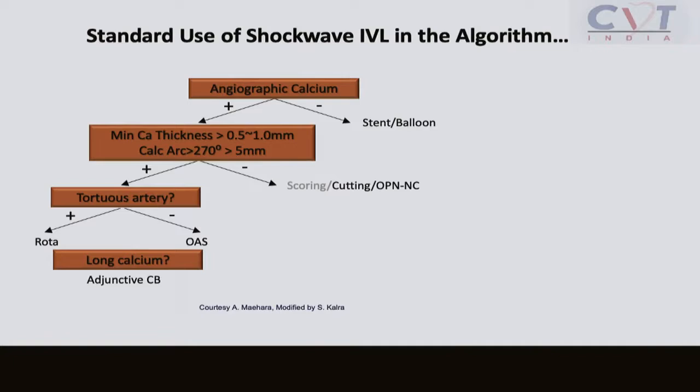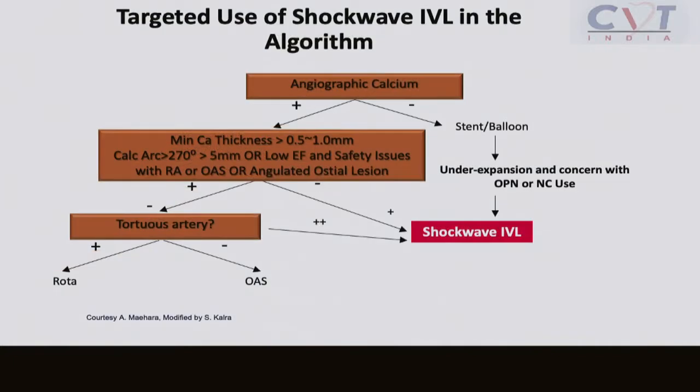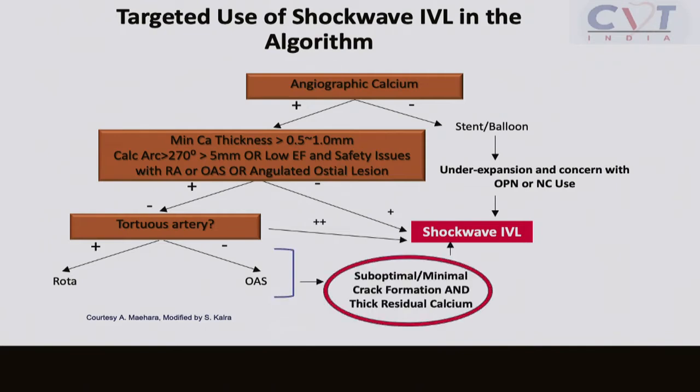So where do we use IVL? This is the IVL algorithm, where when you've got thick calcification, or you've got an underexpansion concern as a result of nodular calcium or thick calcium behind the stent, you can try laser with contrast, or you can stick an IVL in there and get your job done. Both ways, you're going to end up spending money there.